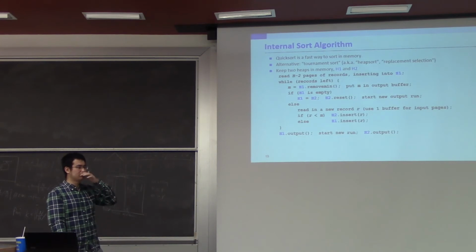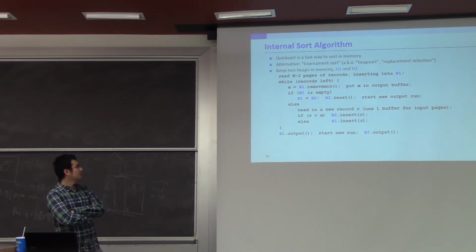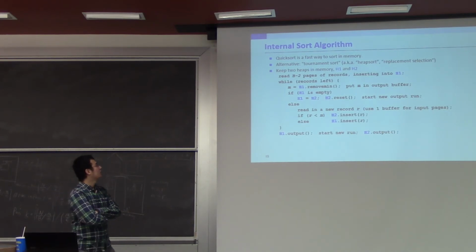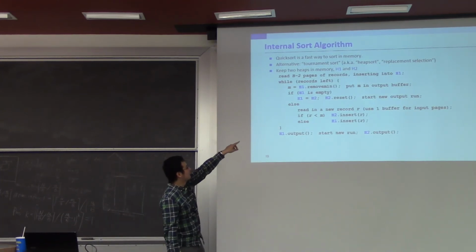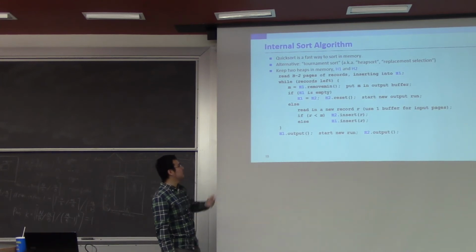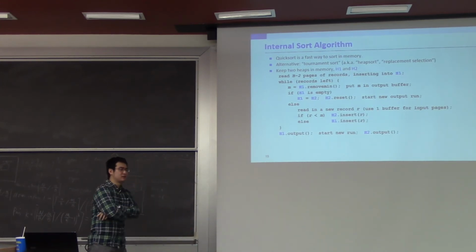Okay, so I do have a question. In this code, you remove M from H1, but it doesn't look like you ever reinsert it. How do we know how M gets output then? Oh, well, actually, I think there's another sentence here, containing the output buffer, right?